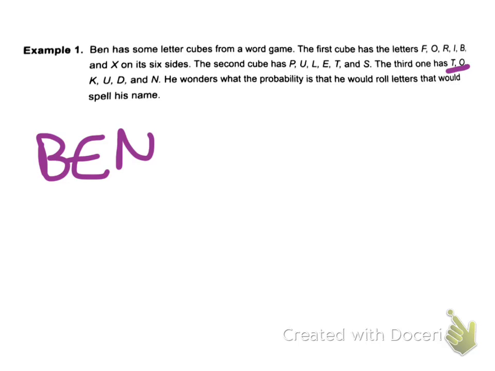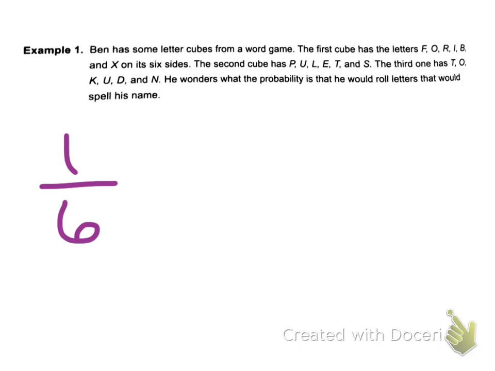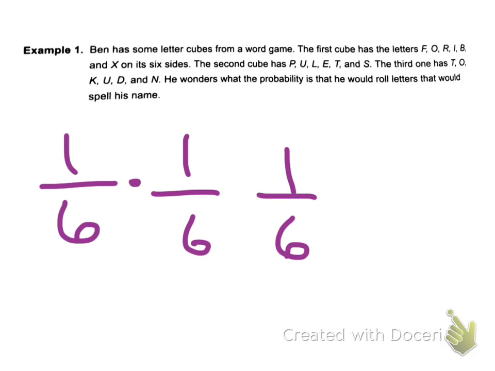Okay? Well, on the first cube, he can get a B from this first one there. And so how many letters are on that? 6. And so it would be a 1/6 probability that he would get a B. It would be the same with all the rest of them. That's right, because there's an E on that one, and there's the N on that one. And so it would be a 1/6 probability for each of them. And to figure out the probability that all of it is going to happen, we just multiply.